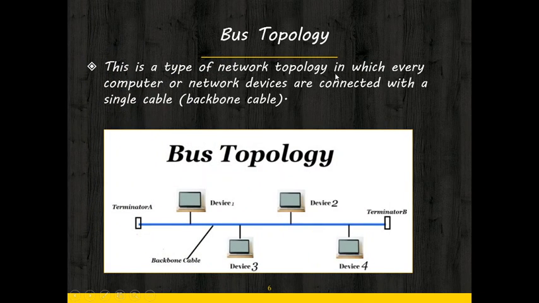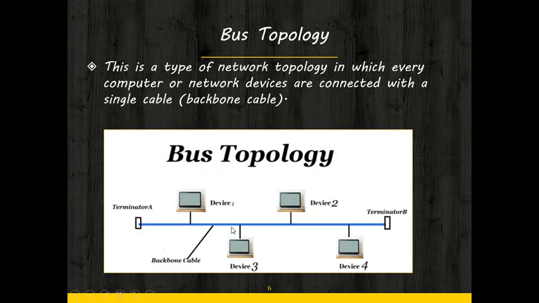This is a type of network topology in which every computer or network device is connected with a single cable, that is the backbone cable. Here, as you can see in this bus topology, every computer or node is connected with a single cable, that is the backbone cable. The data in this network is transmitted over this backbone cable and is able to be received by all the nodes connected to the backbone cable.